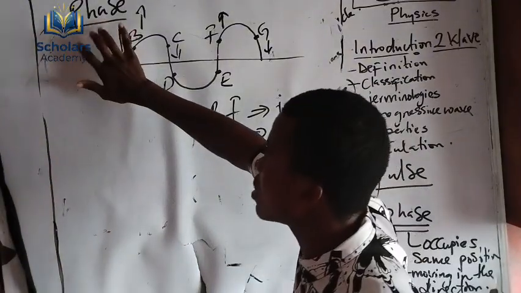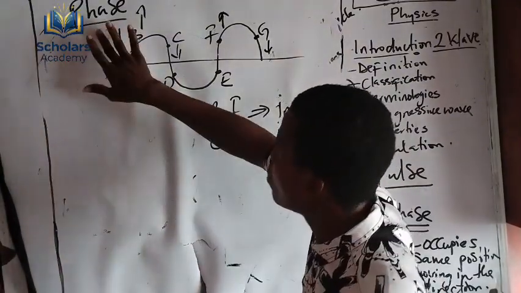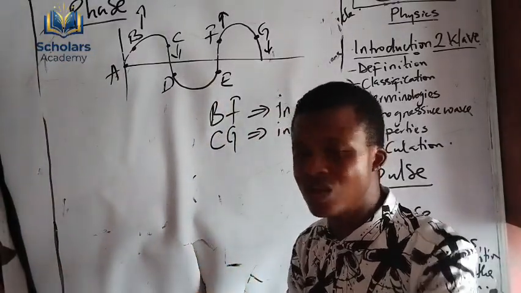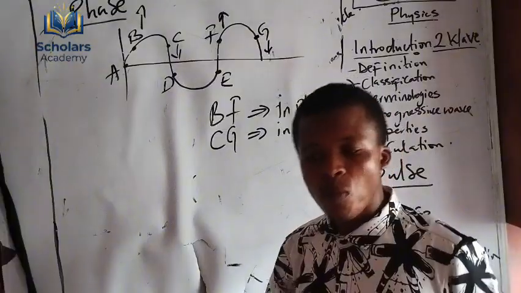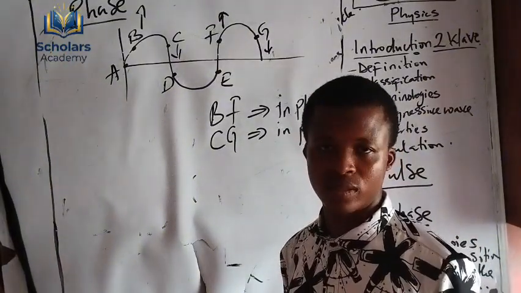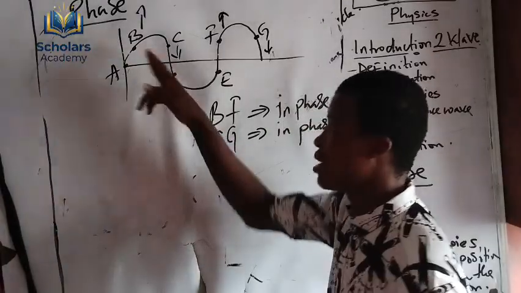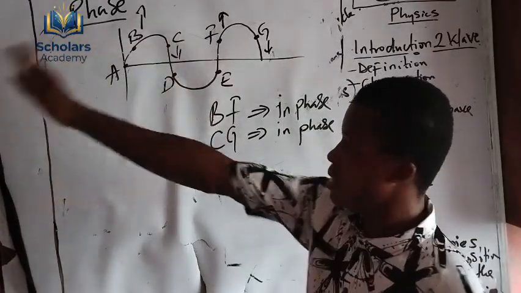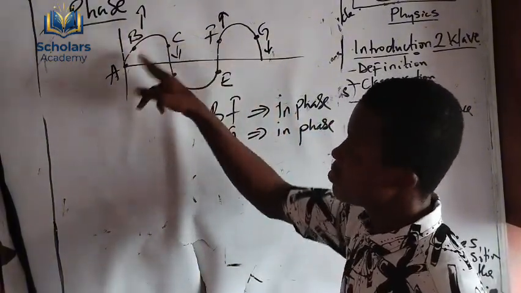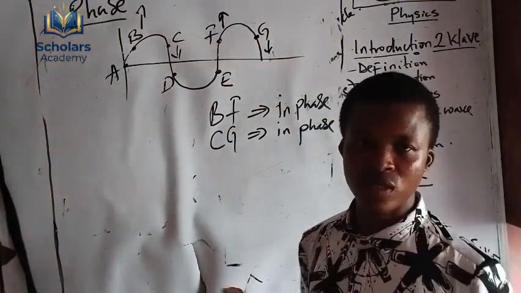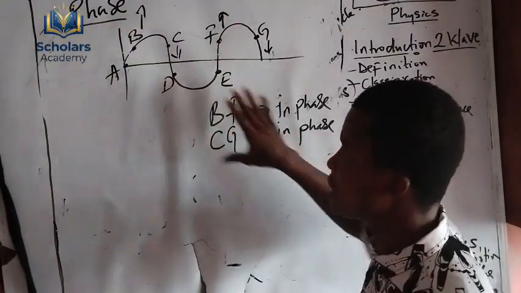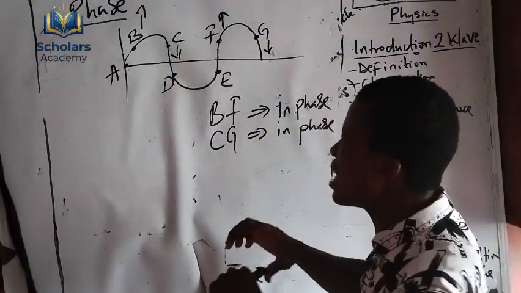Now, what do we need to take note of very well? Anytime you are looking for something that is in phase, they must occupy the same position and go in the same direction. But in a case where they occupy the same position but go in the opposite direction, they are out of phase. Look at B and C. We can even say that they are not in the same position, because B is at the other side and C is at the other side. But look at F: similar position to B, and going in the same direction. So I think now we understand what is in phase and what is not in phase. Now let's expatiate.